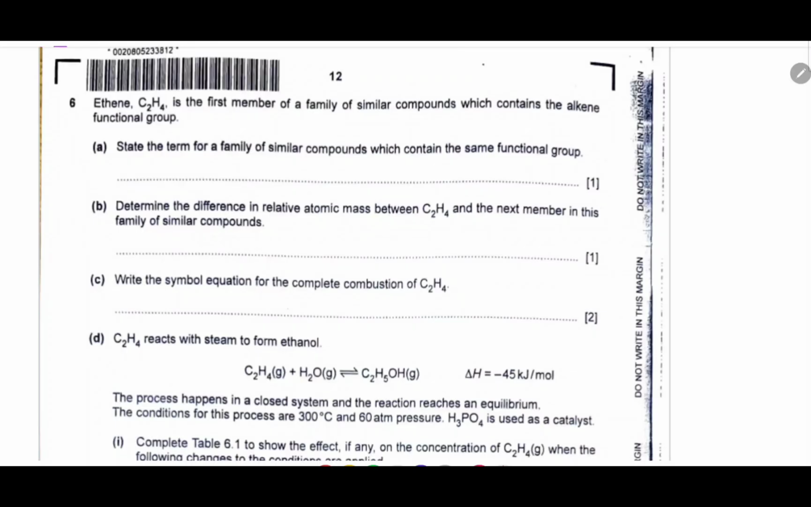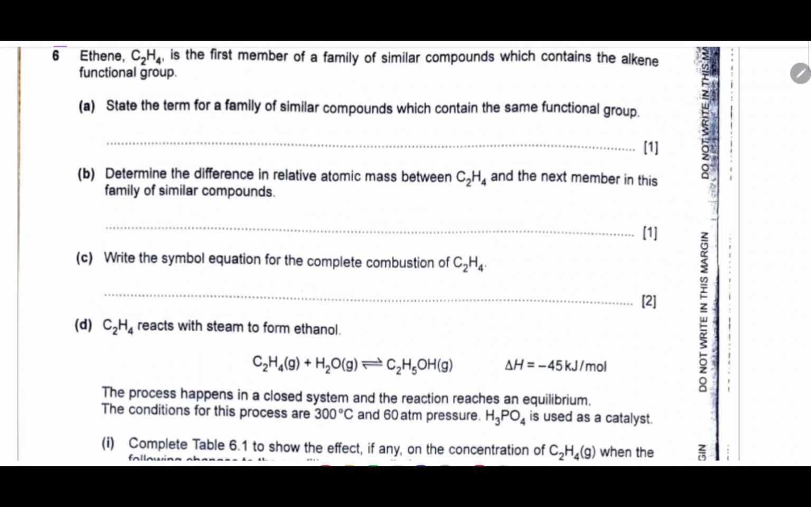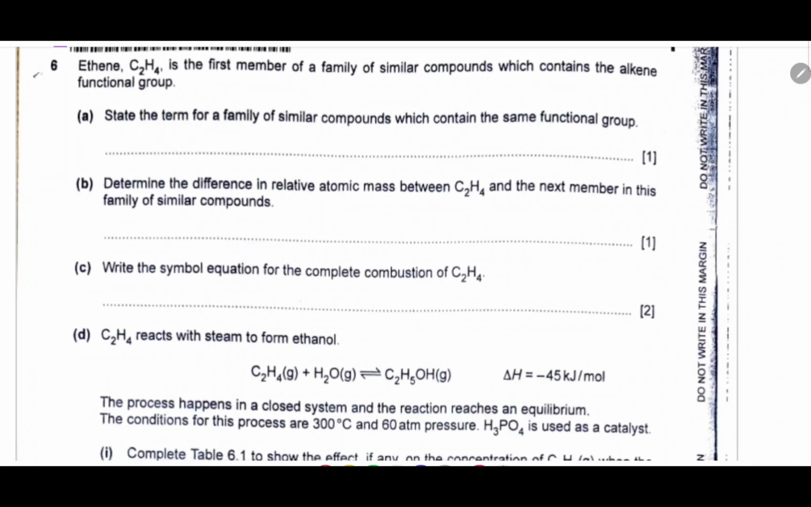Now question 6 says ethene, C2H4, is the first member of a family of similar compounds which contain alkenes as a functional group. A family of similar compounds is a homologous series, so it is the first member of the homologous series of alkenes. State the term for a family of similar compounds which contain the same functional group. We call it homologous series. Already written up, homologous series.